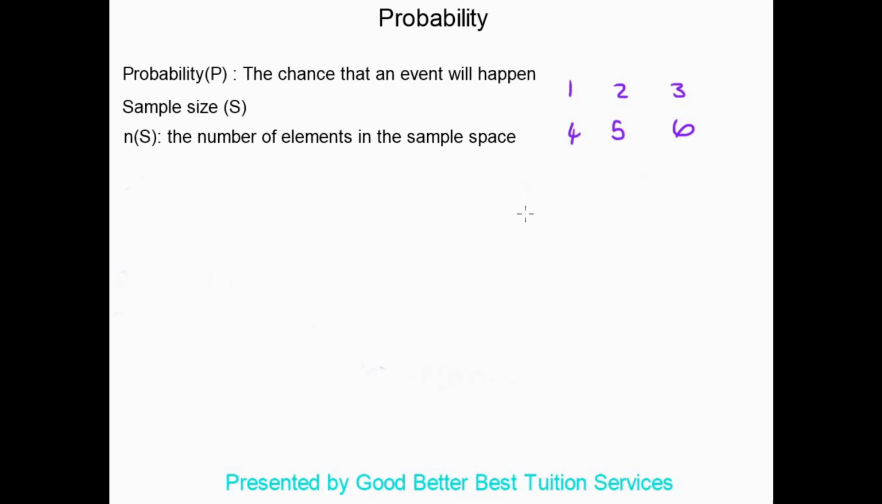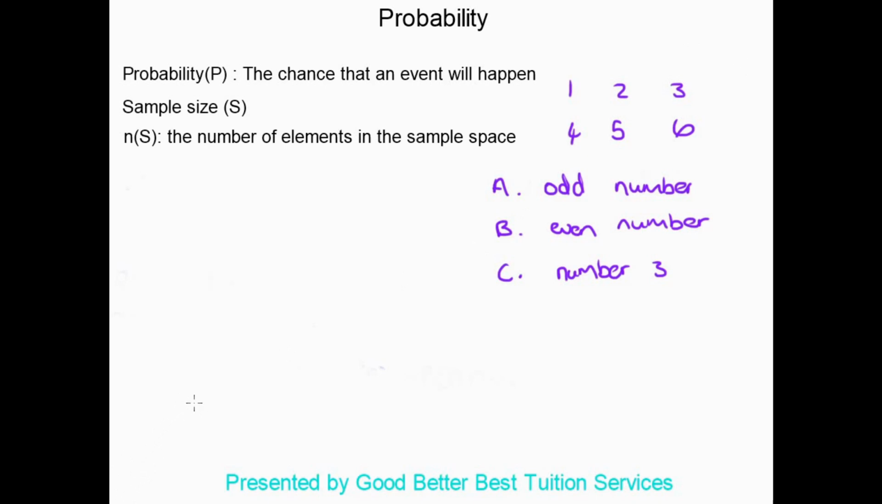So let's just define some events that could happen, because remember, probability is the chance that an event will happen. So let's say event A is rolling an odd number. Let's say event B is rolling an even number. And let's say event C is rolling a number 3. So event A is rolling an odd number, event B is rolling an even number, and event C is rolling the number 3.